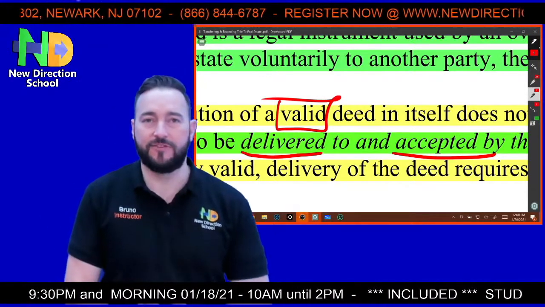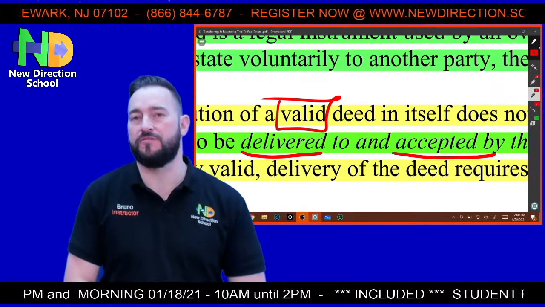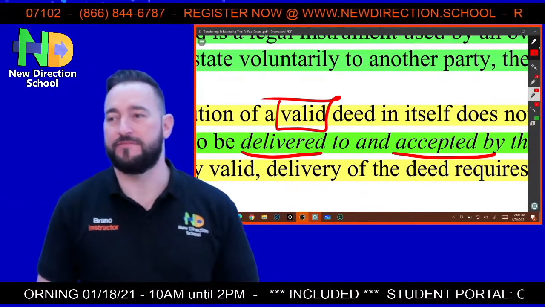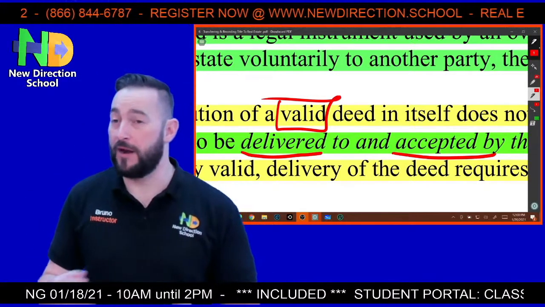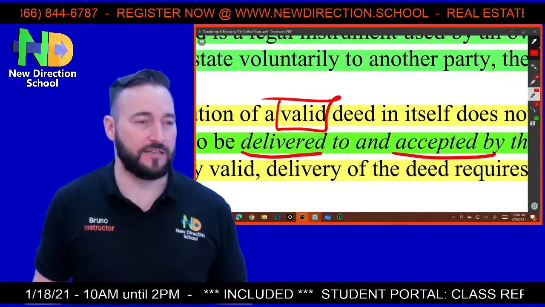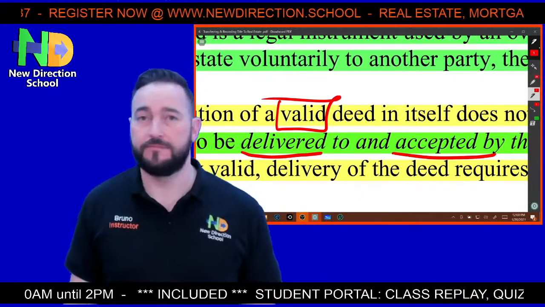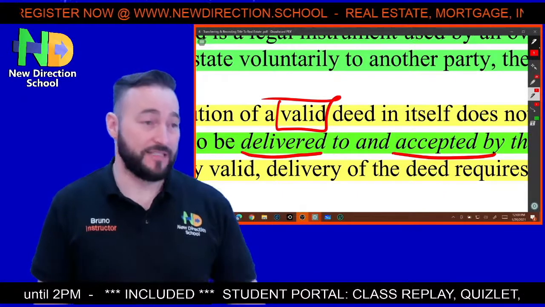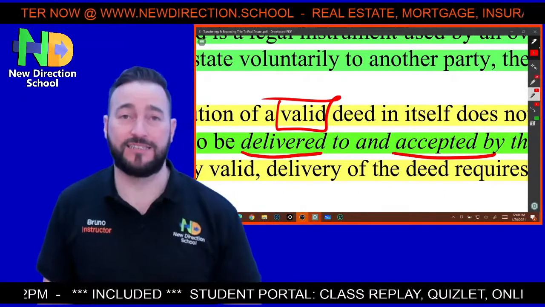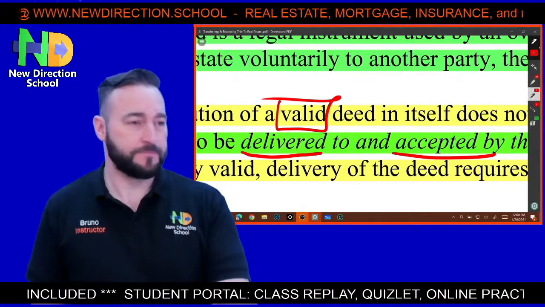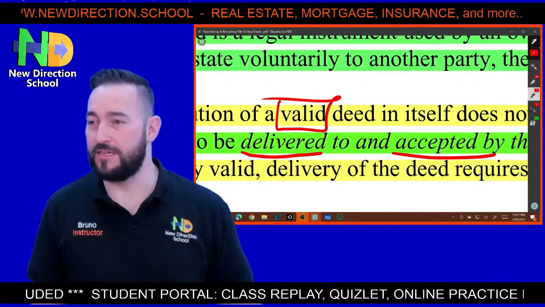Has to have delivery and acceptance in order to be valid. Preparing a deed or executing a deed is not enough. Okay? So preparing a form, a document is not enough. Look, I can draft contracts all day. Are they valid? Not until somebody signs and the other person accepts the terms, right? So just drafting something means absolutely nothing.